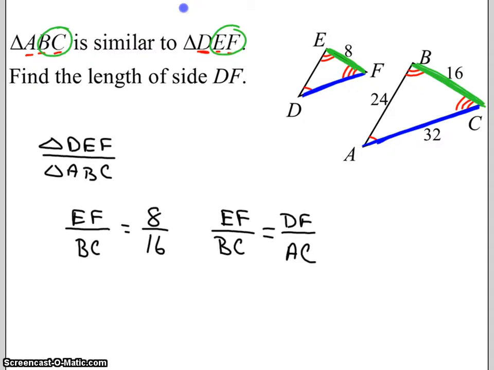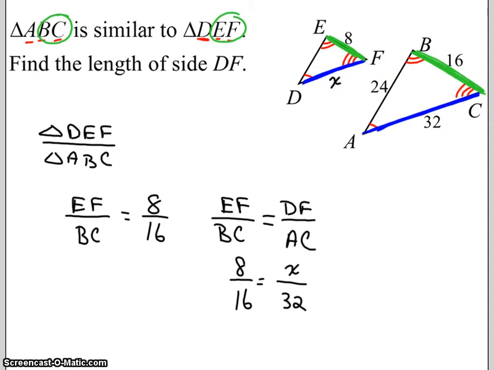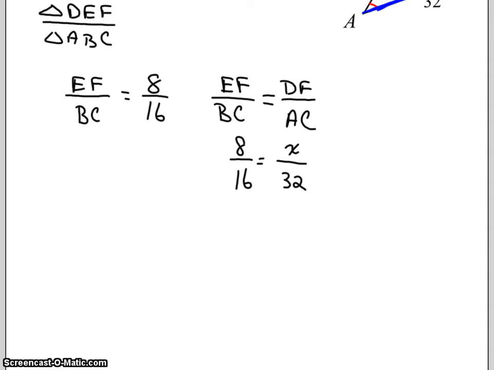So EF to BC is 8 to 16. We've already seen that. So DF is going to be x. That's what we're trying to find. So x is to 32. Okay, so let's solve this proportion by cross multiplying. So we're going to do 8 times 32 equal to 16x. So 8 times 32 is 256 equal to 16x.